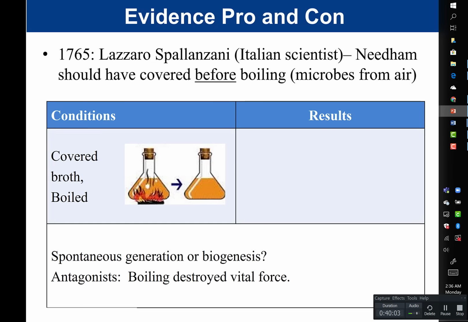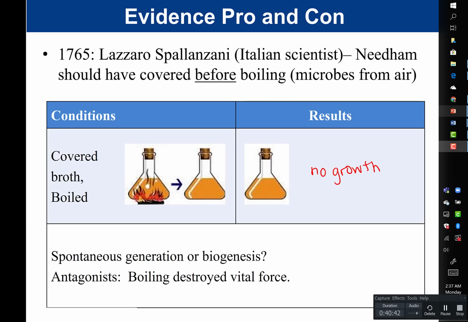In 1765, Lazzaro Spallanzani, who was an Italian scientist, said that Needham should have covered before boiling, to protect the flask from microbes in the air falling in. So he repeated this experiment. He capped it first, then he boiled it, right? So notice that nothing can fall in. What do you think his result was? What do you think he saw as his outcome? The answer is he saw no growth.